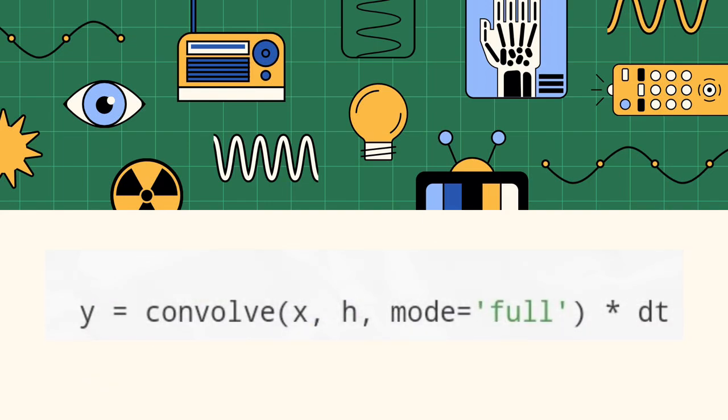Now, the convolution operation is performed. Mode equals full computes the entire convolution result. The multiplication by dt adjusts for numerical integration. The output y of t represents how the system responds to the input signal x of t.